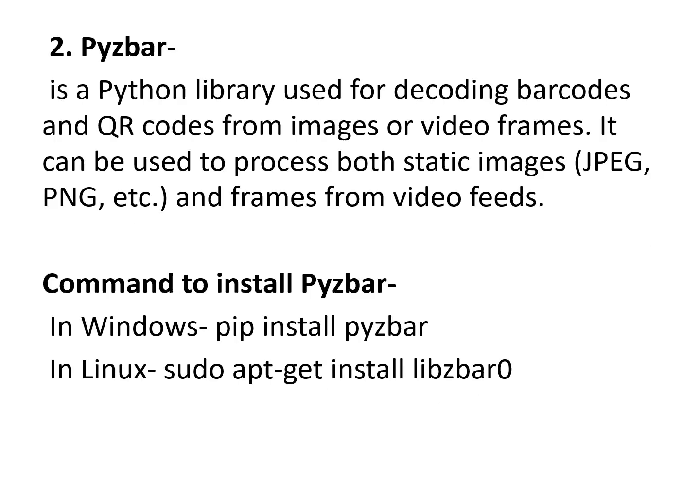Coming to the next, that is Pyzbar. Pyzbar is a library used for decoding barcodes and QR codes from images or video frames. It can be used to process both static images, that is JPG, PNG format, and frames from video feeds. Here's a command from which you can install Pyzbar in your system. In Windows, you can install it using pip install pyzbar. In Linux, you can install it using sudo apt-get install libzbar.